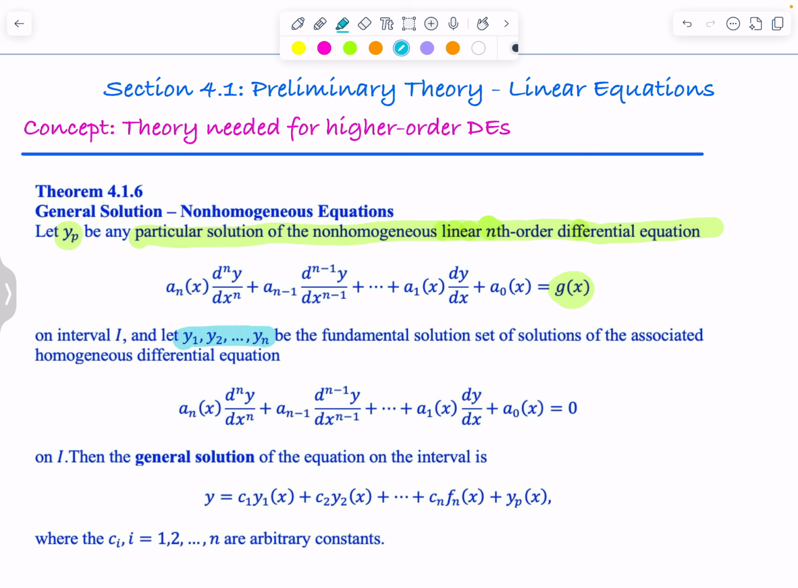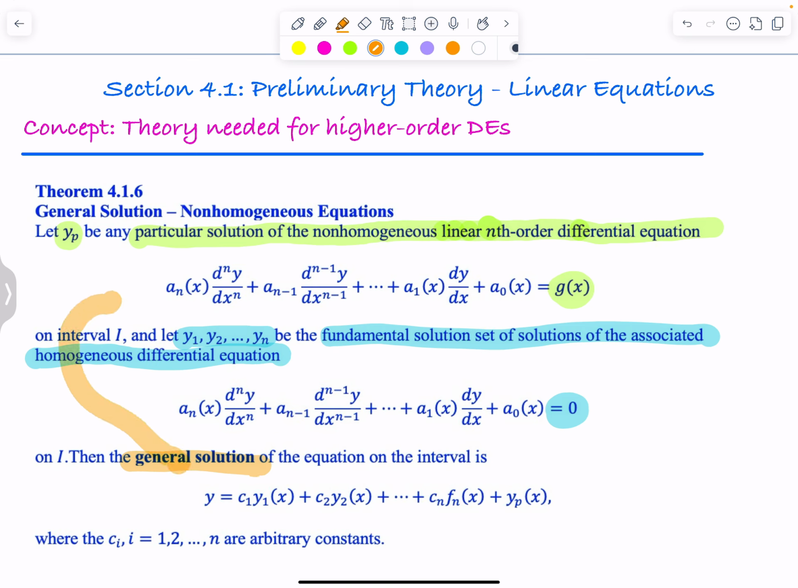So if y sub p is a solution to that, and now this changes, y sub 1 through y sub n is the fundamental set of solutions to the associated homogeneous differential equation. So it would be the exact same differential equation, except we put an equal 0 there. So if I have a particular solution to the non-homogeneous, and I have a fundamental set of the homogeneous, then I actually can come up with the general solution.